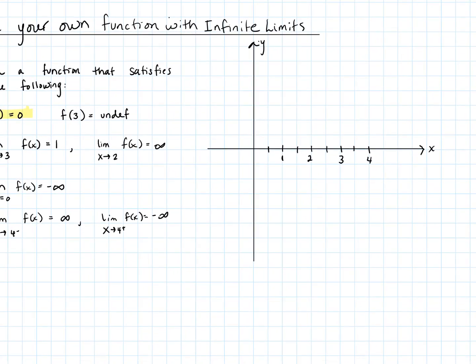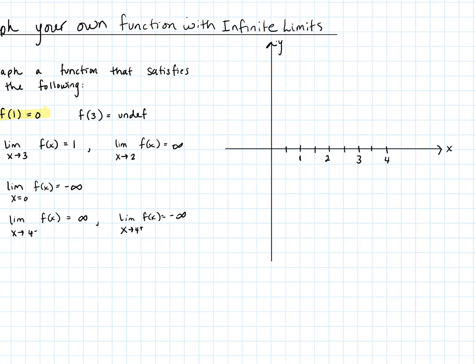Okay. So if f of 1 is 0, I'm going to go ahead and plot that point right there. So f of 1 is 0. f of 3 is undefined. So I'm not going to cross that off with my highlighter yet. I'm just going to underline it and keep that in mind. f of 3 is undefined. So the function itself doesn't have a value. It doesn't have an output value, a y value at 3. But we might have some more information that we're going to use as we go along. So we'll keep that in mind.